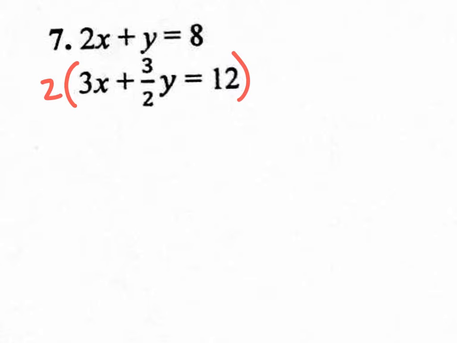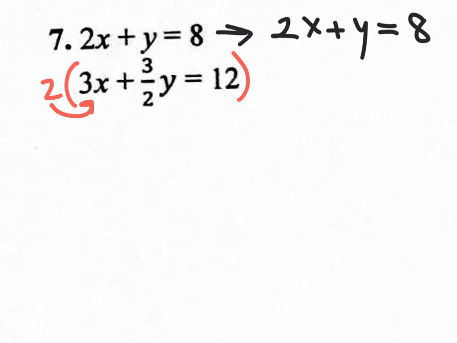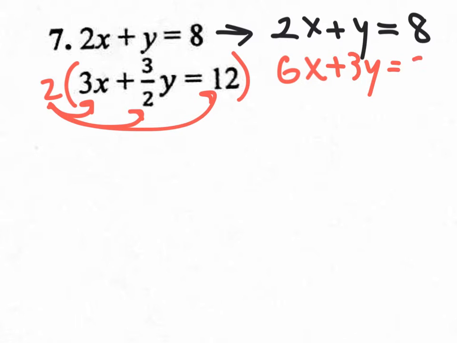Multiplying by 2. So the top one I'm going to leave the same. I'm just going to write it over here to the right. Leave it exactly the same. There it is, 2x plus y equals 8. And the bottom one, when I distribute, I'm going to distribute with the arrows underneath so it doesn't make a mess. 2 times 3x, that's 6x. 2 times 3 halves. What happens there? The 2 out here and this 2 down there cancel out. So what do I have left? 3y. Because the 2's cancel. It's just 3y left over. And now finally, 2 times 12, that's 24.